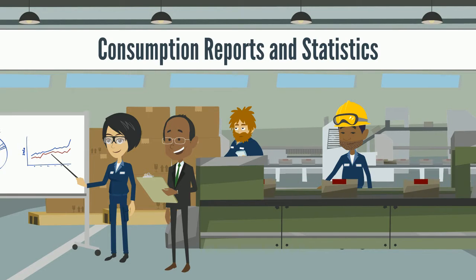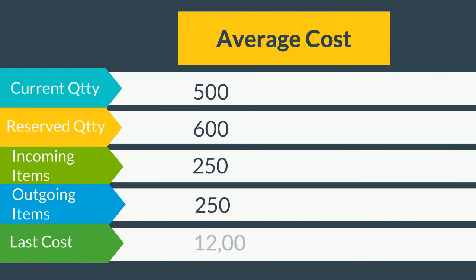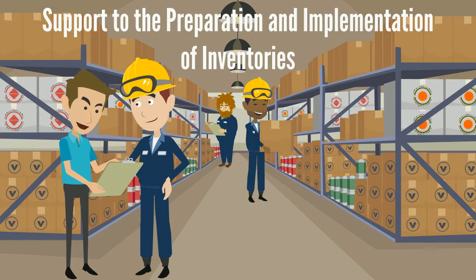reports and statistics of consumption per organization unit and product, as well as additional outputs, appropriate for the analysis of consumption data, the implementation of the average cost of items, and the control of current and reserved quantities, incoming and outgoing items, as well as the last cost values of items, the management of stocks in general, including alerts, the support to the preparation and implementation of inventories, along with the consequent automatable adjustments of stocks.